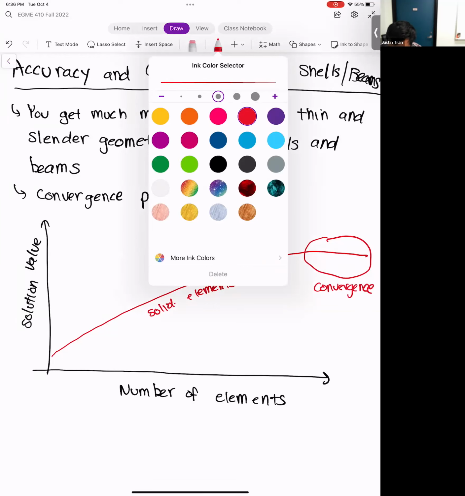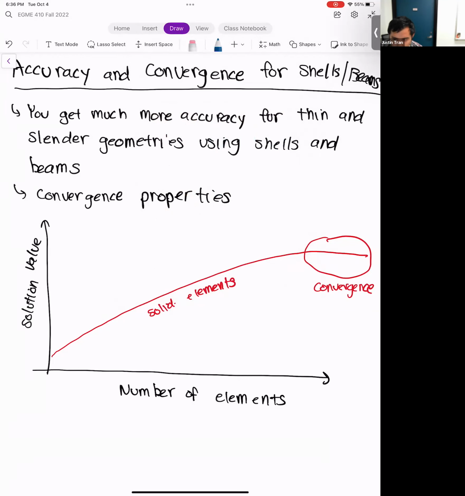If you compare this to the behavior that you generally expect for shell and beam elements, it might look something like this.